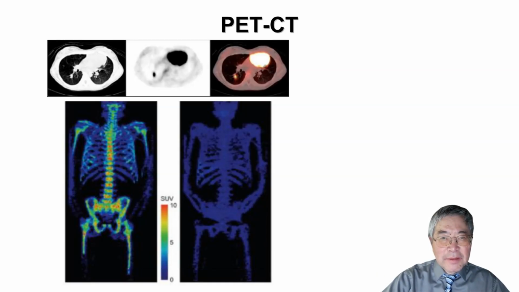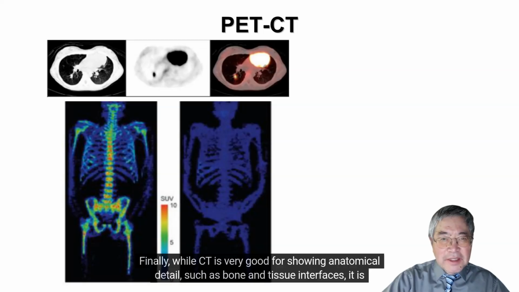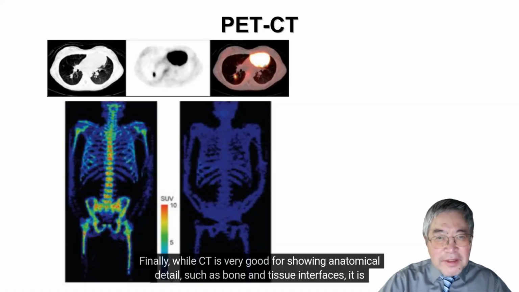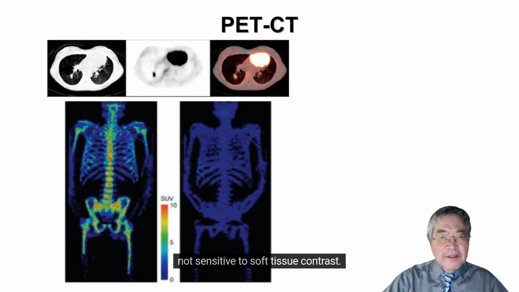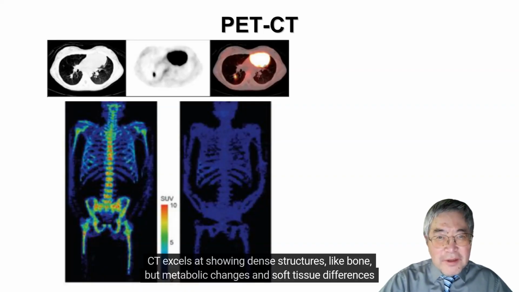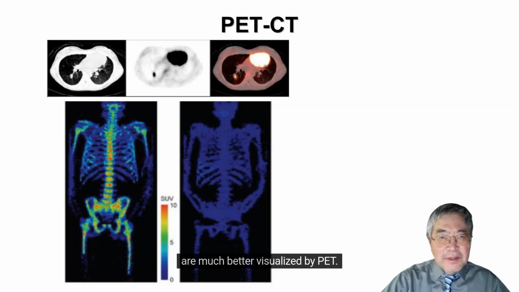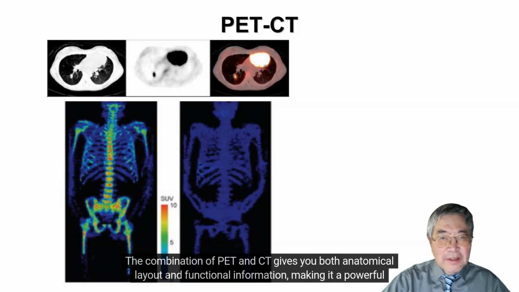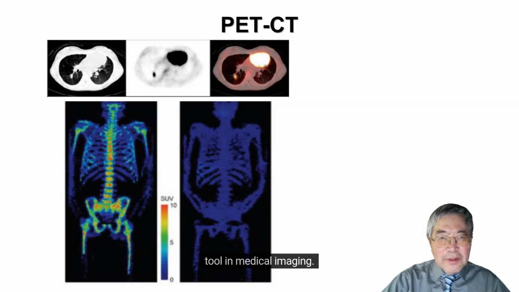Finally, while CT is very good for showing anatomical detail such as bone and tissue interfaces, it is not sensitive to soft tissue contrast. CT excels at showing dense structures like bone, but metabolic changes and soft tissue differences are much better visualized by PET. The combination of PET and CT gives you both anatomical layout and functional information, making it a powerful tool in medical imaging.